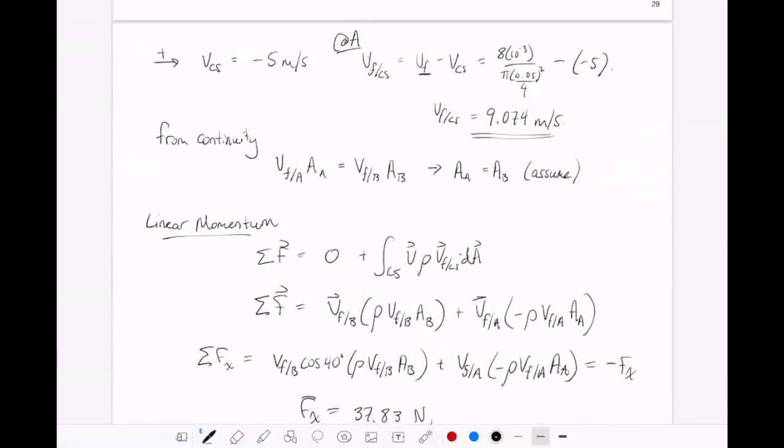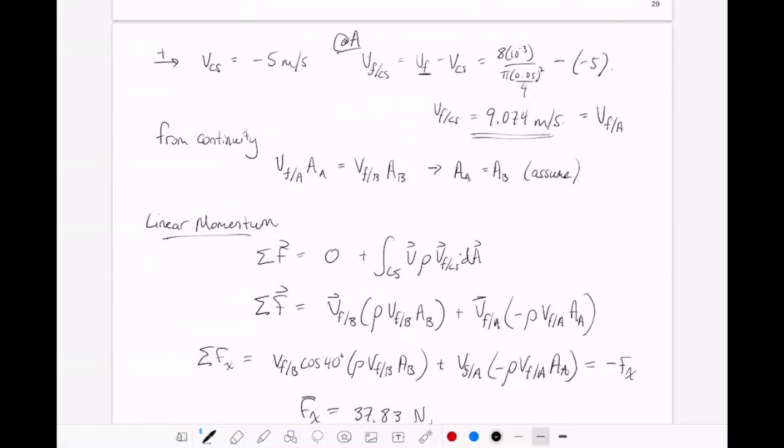So are we okay with this? I think the tricky part of this problem is determining the relative velocities. So for point A, it should be pretty simple because it's all in the horizontal direction, which is the motion of our control surface. So this we would just call our fluid with respect to control surface at A.